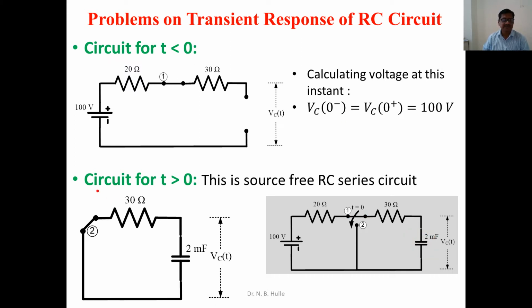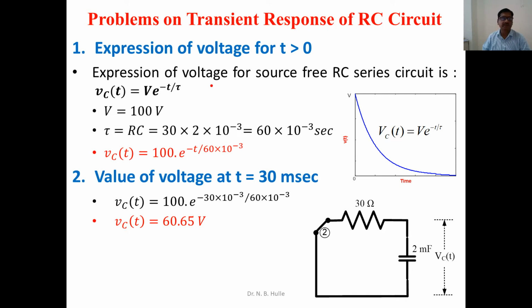After that, the switch is shifted to position 2 at t equal to 0. Whenever at t equal to 0 the switch is shifted to position number 2, we are analyzing the circuit for t greater than 0. The circuit will be something like this, and in this particular case, there is no existence of the source. That's why this circuit is known as a source-free RC series circuit. We will try to solve each point one by one.